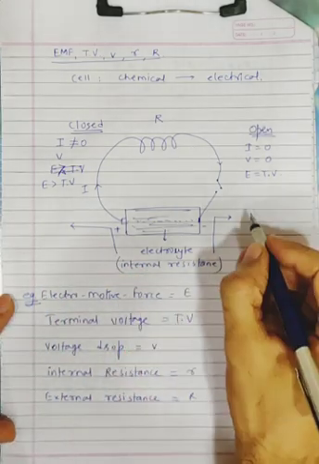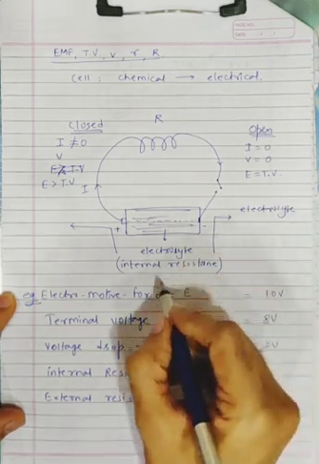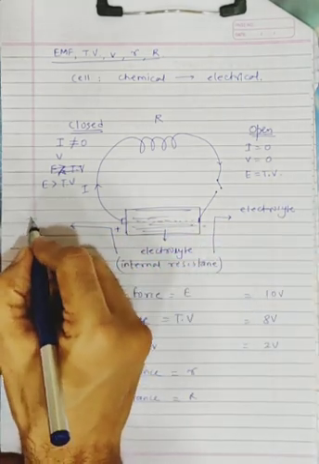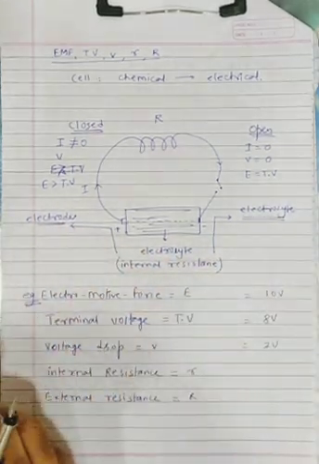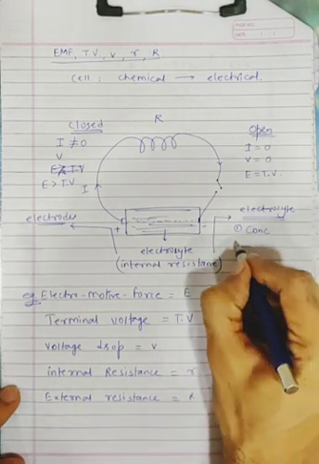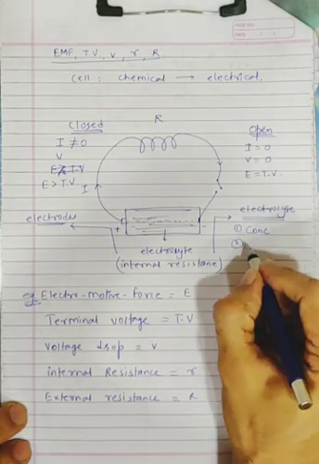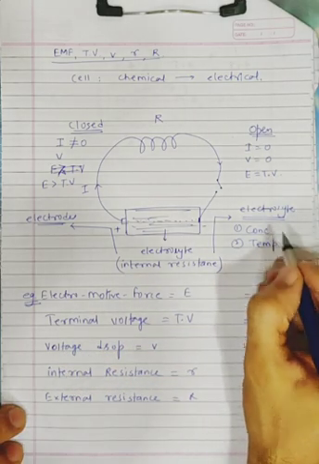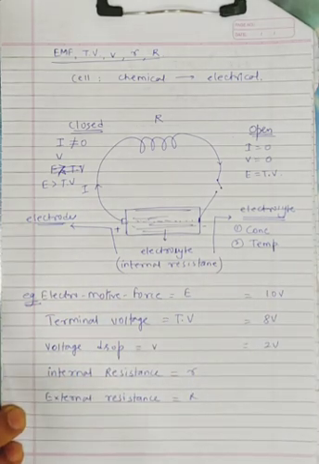2 factors depend upon the electrolyte and 2 depend on the electrodes, since the cell contains electrolyte and electrodes. It depends upon the nature or the concentration of the electrolyte, and also upon the temperature of the electrolyte. If you increase the concentration, internal resistance will increase. If you increase the temperature, internal resistance will decrease.